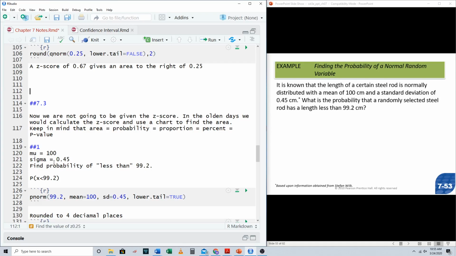Now, I put mu and sigma because mu represents the population mean. It also means expected value.